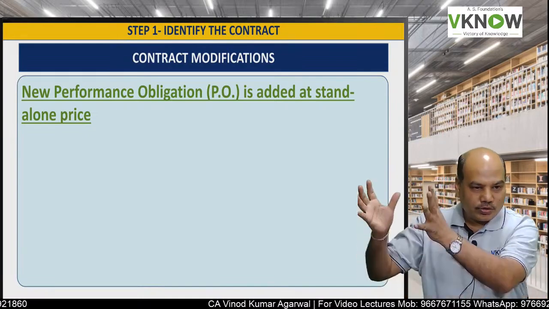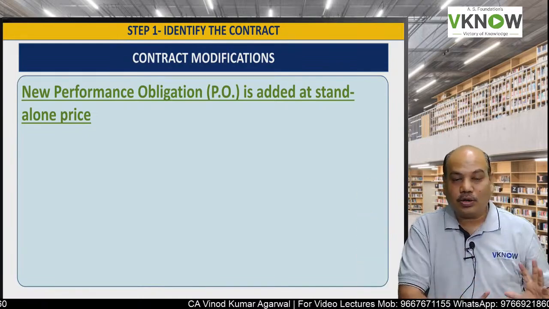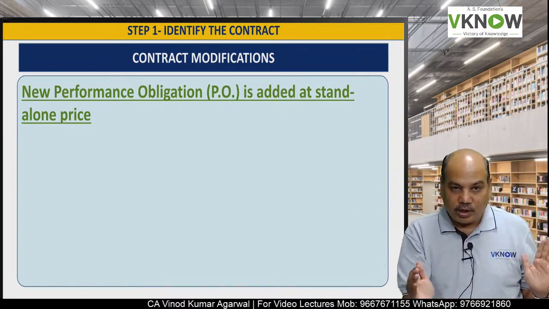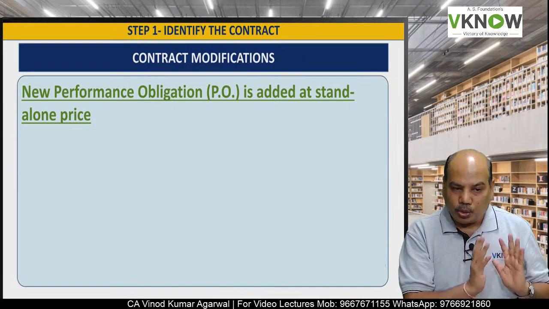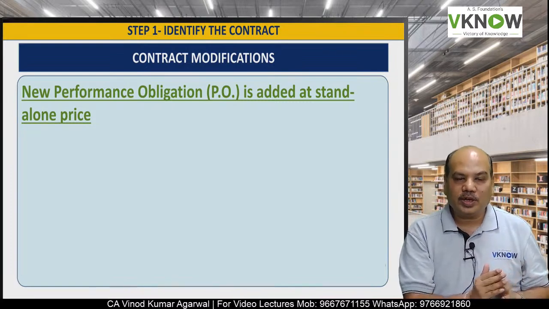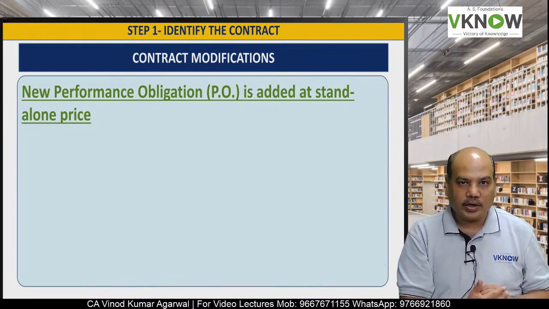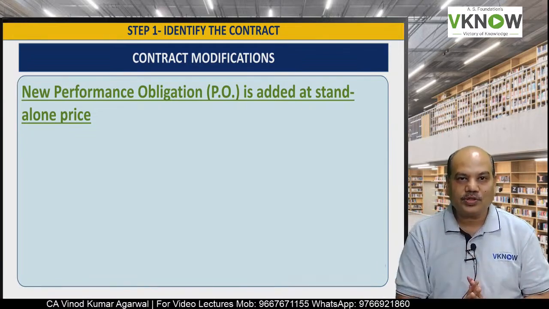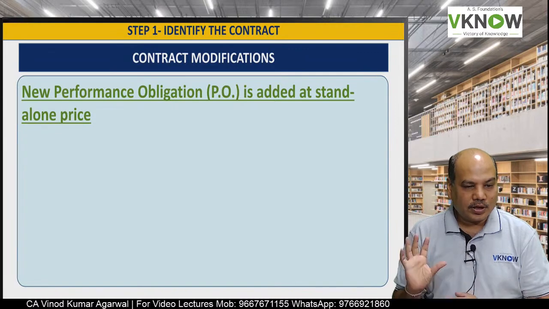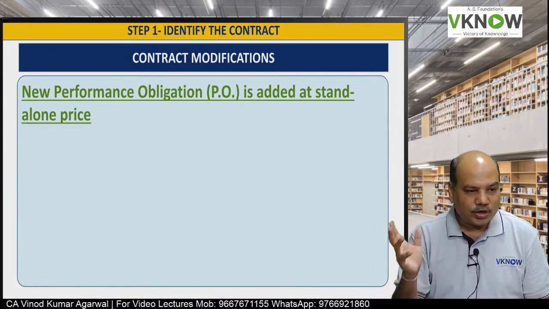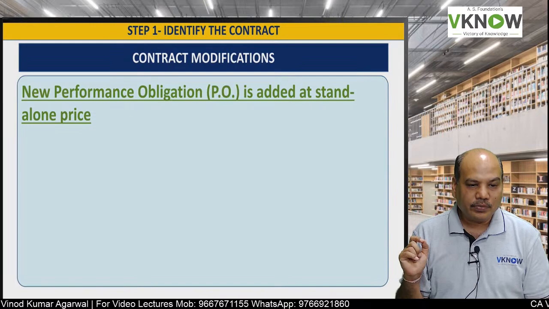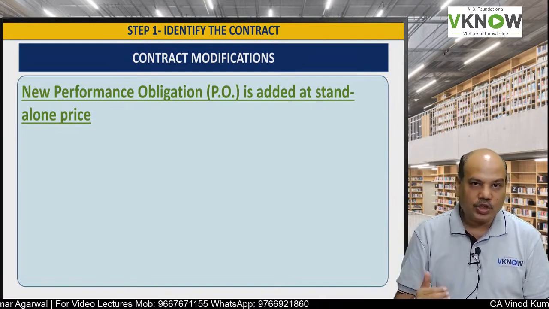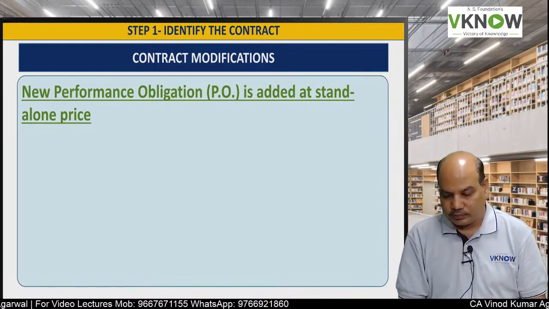So the first contract is to construct a building. The second contract may be to construct a warehouse near the building. Will it be treated as a modification or as a new contract? So how to do the accounting in that case? The first order was to construct a building. Then the contractee says you add a swimming pool also in that building. Whether it will be treated as a separate contract or a modification of an existing contract.